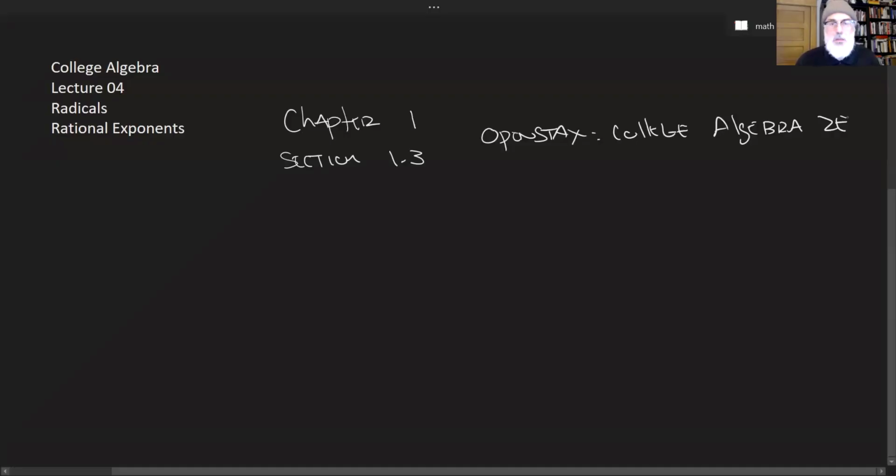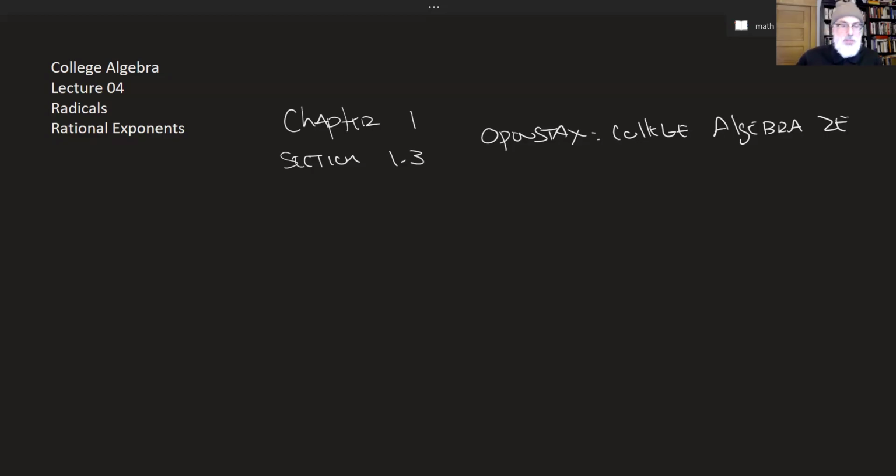Hello, this is lecture 4 from the College Algebra OpenStax book, using it as a guide. We are in the first chapter in section 1.3. It'll be radicals and rational exponents.